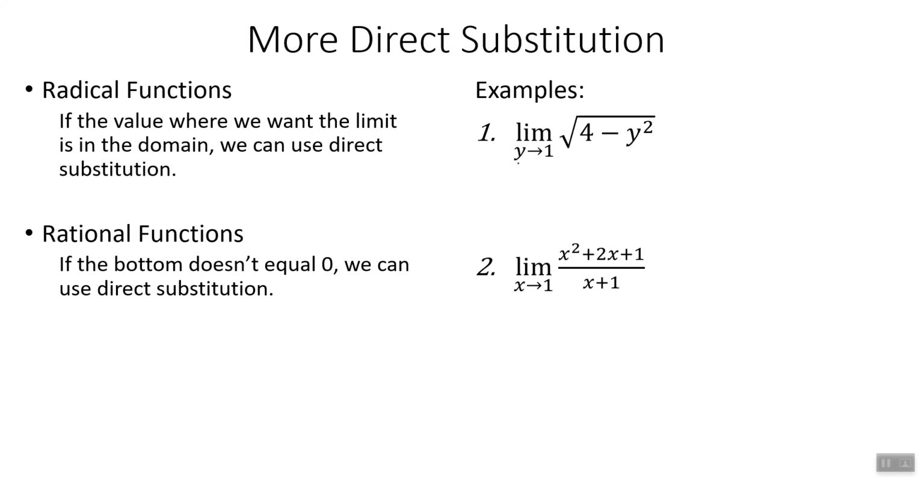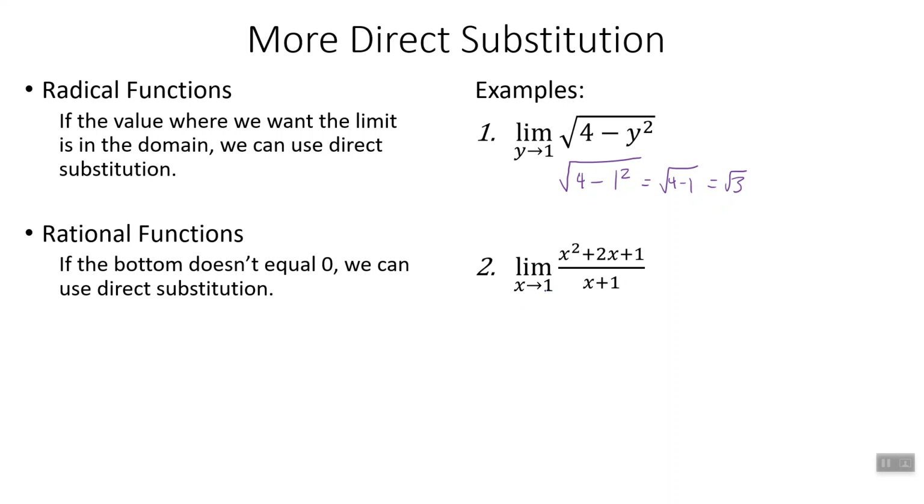All right, so for the first one, we want y to go to 1. Again, I switch letters on you. It doesn't change anything. So we get the square root of 4 minus 1 squared, which is the square root of 4 minus 1, or just the square root of 3. We don't have to simplify that. We can just leave it as the square root of 3. If we were to change it to a decimal, we need 3 decimal places in this class, guys.